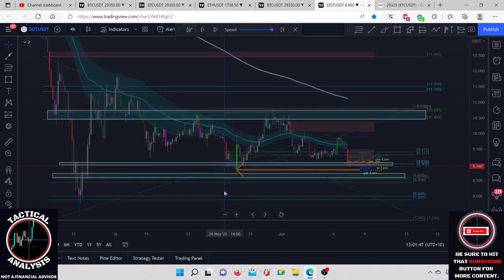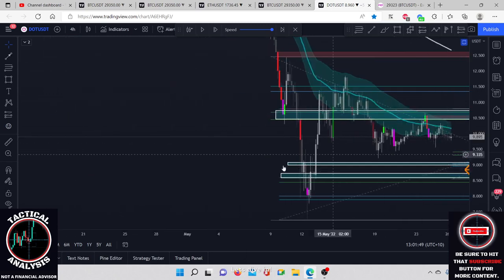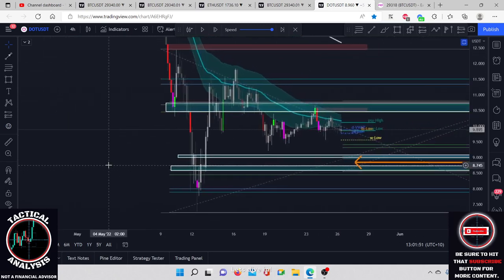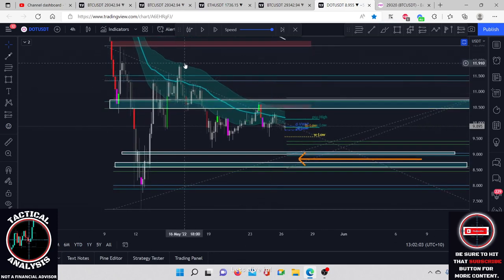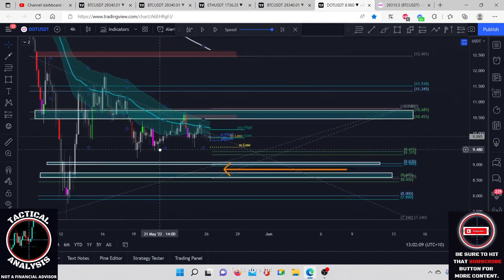Right? Look at this. This is the beautiful thing about the strategy. We had the low, and then we had the high. The high was put in on the 16th of May. Today's June 6th. So we already knew at that time that the scope of the move was exactly here at $9. The scope of the move was $9. We already knew that.